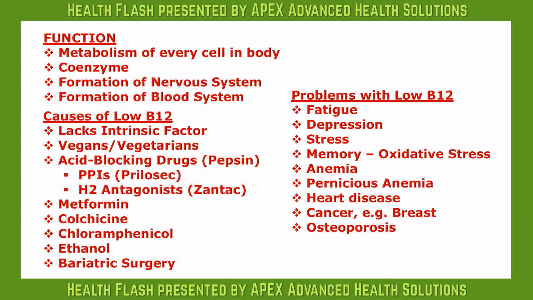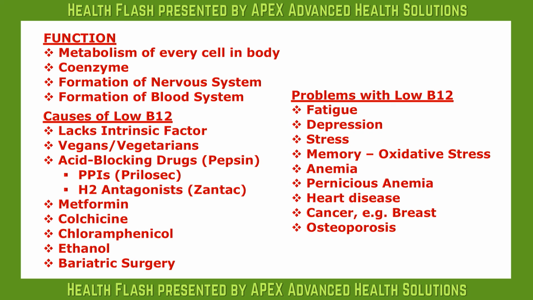Proton pump inhibitors such as Prilosec or Nexium, H2 agonists such as Tagamet or Zantac, all have problems with low B12 levels. Another drug is metformin, which is for diabetes, colchicine for gout, chloramphenicol, which is an antibiotic, ethanol, which is obviously alcohol, and bariatric surgery. There are a lot of mineral and vitamin deficiencies in people that have bariatric surgery.